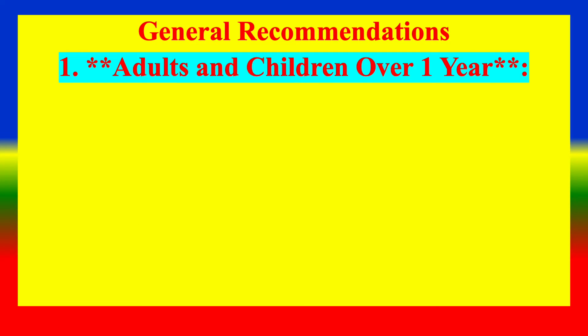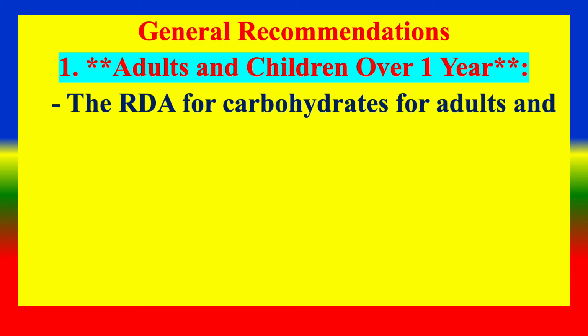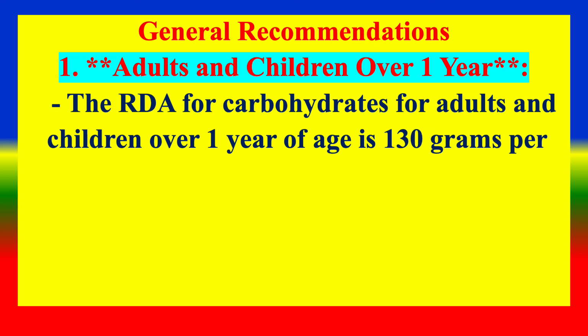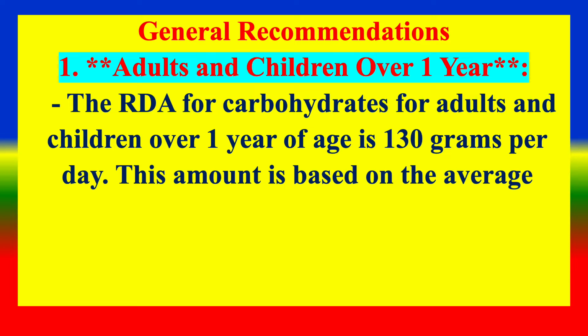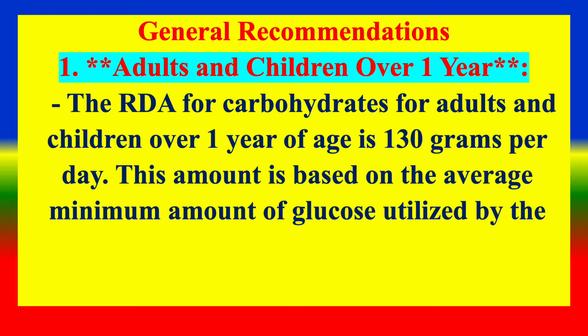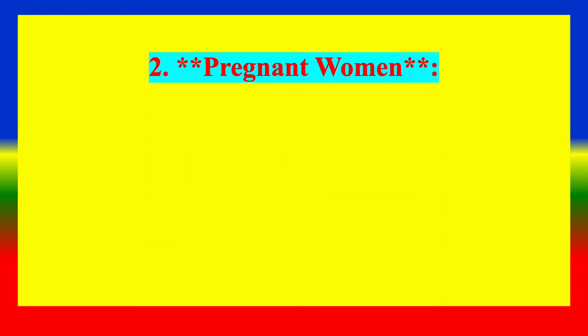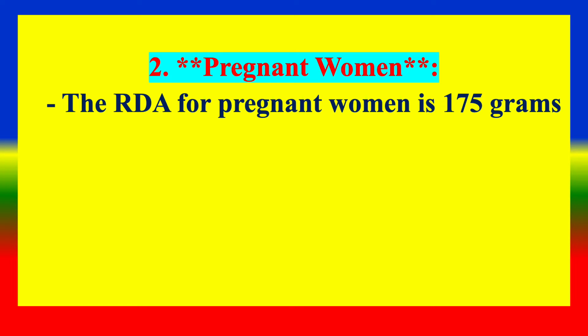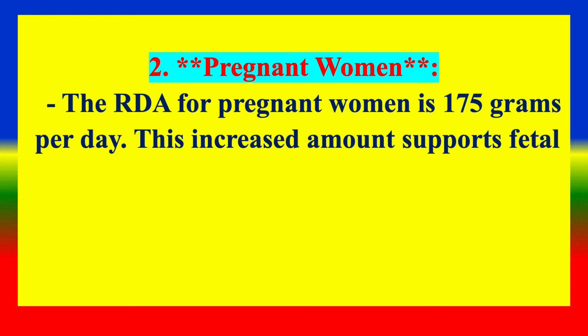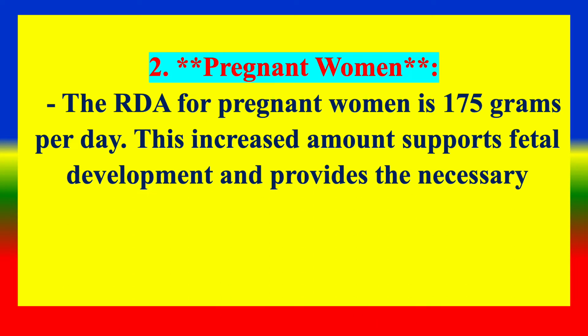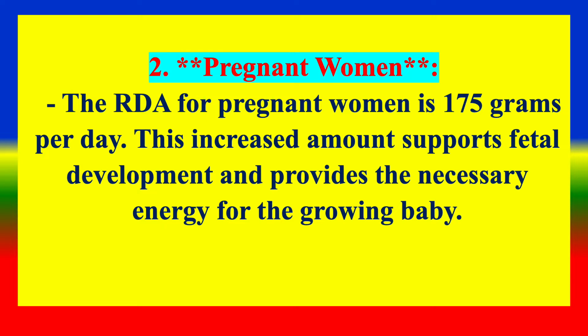General recommendations: first, adults and children over 1 year. The RDA for carbohydrates for adults and children over 1 year of age is 130 grams per day. This amount is based on the average minimum amount of glucose utilized by the brain. Second, pregnant women. The RDA for pregnant women is 175 grams per day. This increased amount supports fetal development and provides the necessary energy for the growing body.